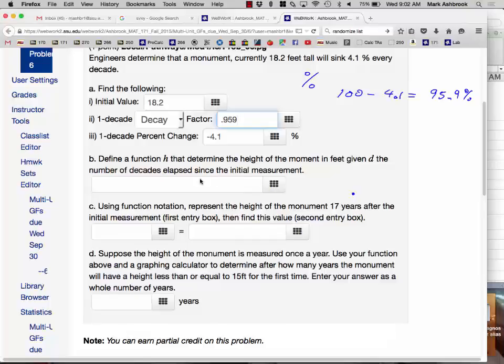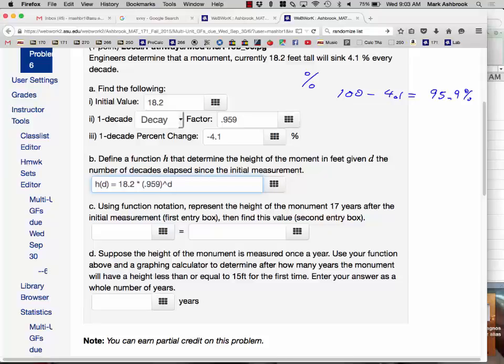Okay, so the function h that determines the height of the monument in feet given d number of decades. So it's going to be h of d equals the initial amount, 18.2 times 0.959 to the d power. Because every decade you're going to multiply by 0.959. So after d decades, you're going to multiply by 0.959 d times, right?